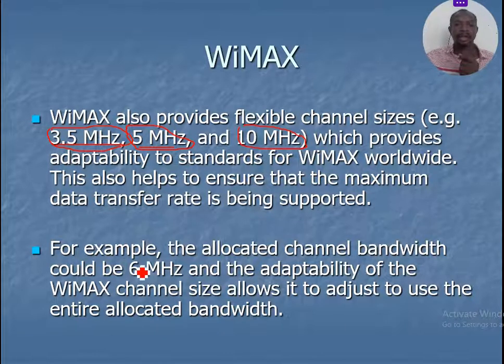Now, for example, the allocated channel bandwidth could be 6 megahertz, and the adaptability of the WiMax channel size allows it to adjust to use the entire allocated bandwidth. So, though you may have a portable 6 megahertz bandwidth, it's adaptable and is allowed to be used with the entire allocated bandwidth of the WiMax. Is that okay? So that's the good news about it.